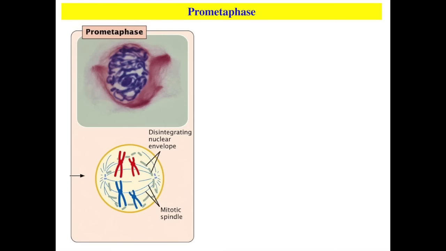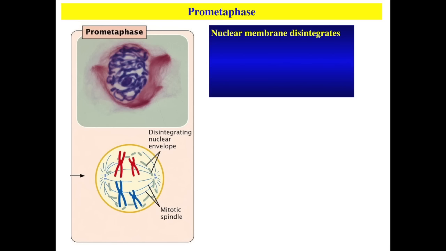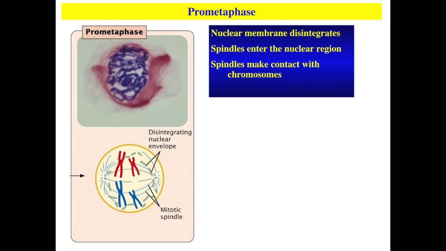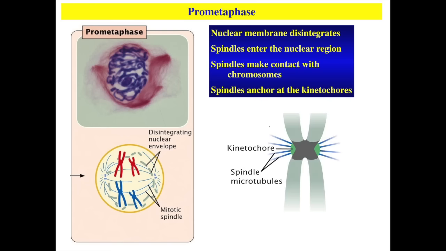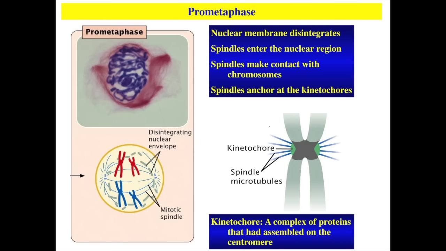During prometaphase, the next step, the nuclear membrane disintegrates, spindles enter the nuclear region and make contact with the chromosomes. Spindles anchor at the kinetochores, which are pictured here. The kinetochore is a complex of proteins that had previously assembled on the centromere that allow the attachment of the spindle microtubules to the duplicated chromosome.